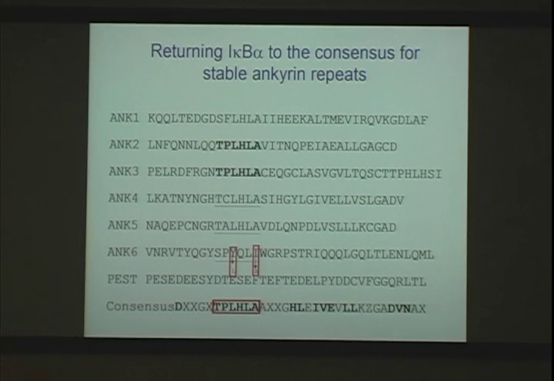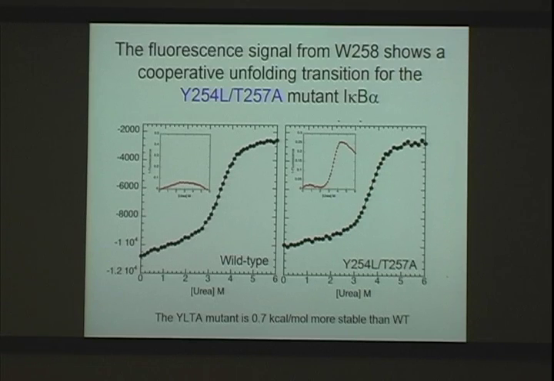The only mutation I'm going to tell you about, even though we did a lot of them, is one where we restored the sixth repeat closer to the consensus. We took this tyrosine to a leucine and this, it's supposed to be a leucine, but anyway, to an alanine. Okay, so this double mutation in the sixth repeat of IkB alpha causes the entire protein to be one folded cooperative unit.